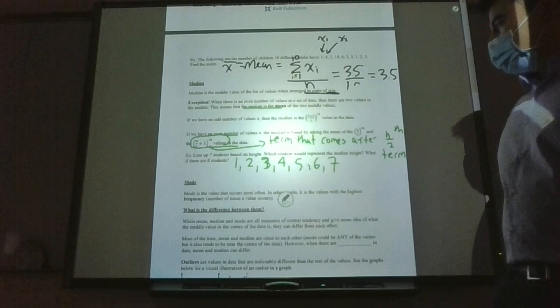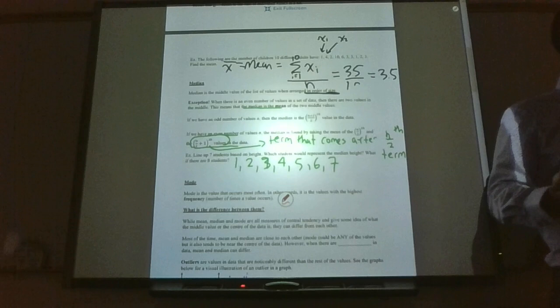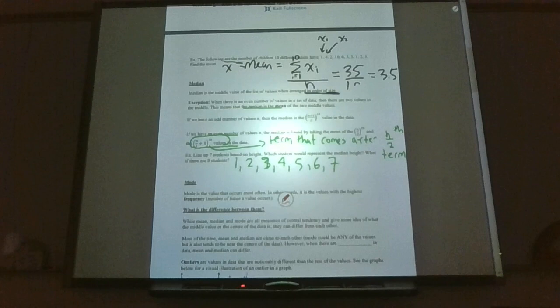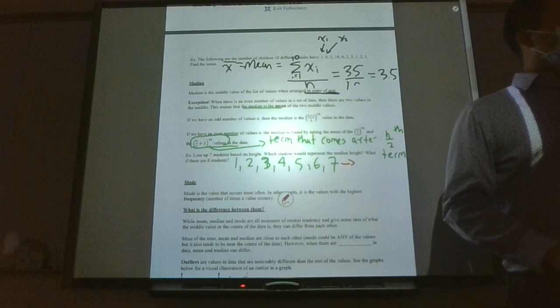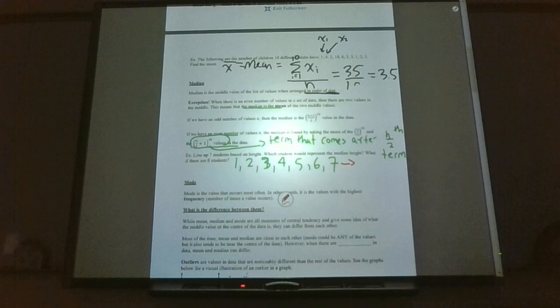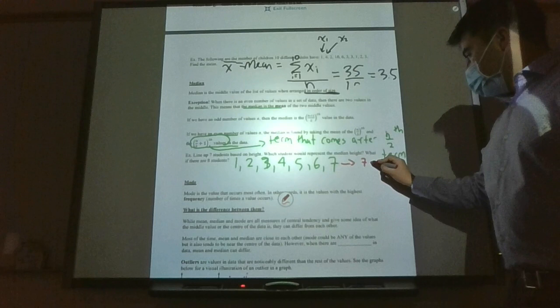If you're trying to find the median here, obviously you can use the method that we learned in elementary school of taking out the biggest one, the smallest one, the next biggest, the next smallest, until you get to the middle value. Or we can use the formula. Let's just use the formula so we get comfortable with it. So you got it? Yeah, Sylvie? It's 7 plus 1 divided by 2.